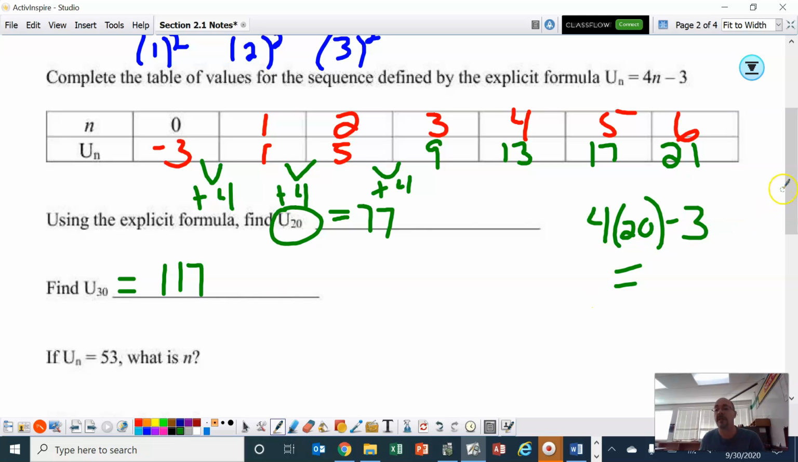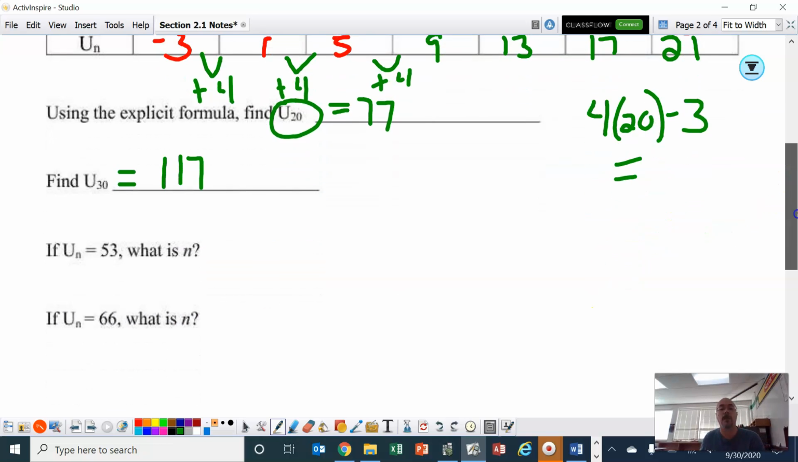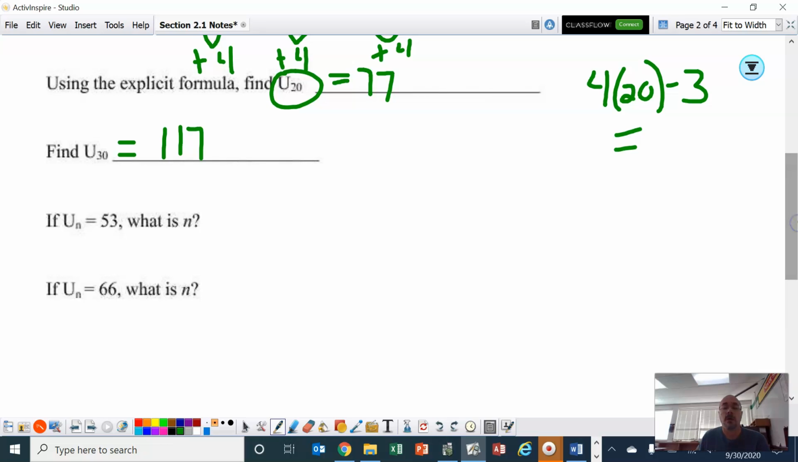All right, pretty straightforward. Now, we're going to do a little algebra here. We're going to do a little solving equations. So, be careful with these. I guarantee you're going to have these on a test, and people tend to forget that this is like going backwards. It's telling me that the u sub n is 53, ladies and gentlemen.